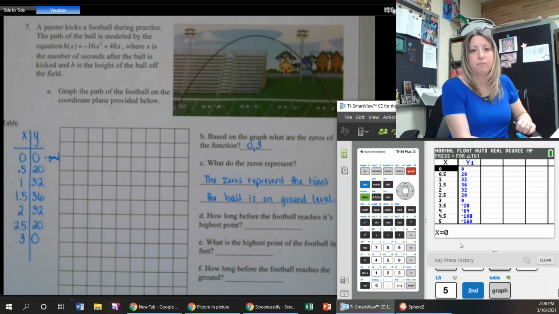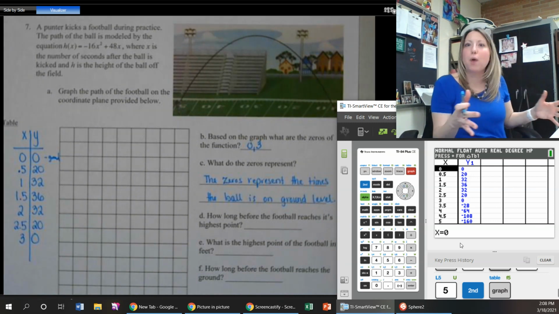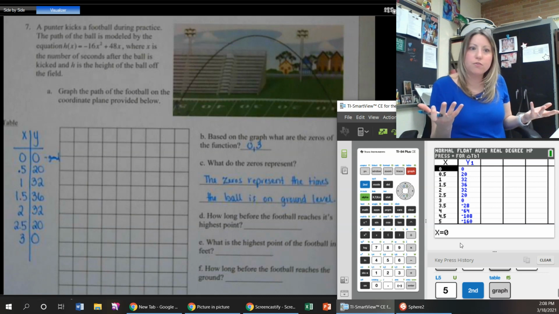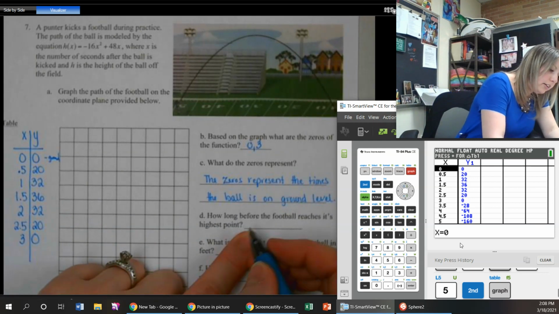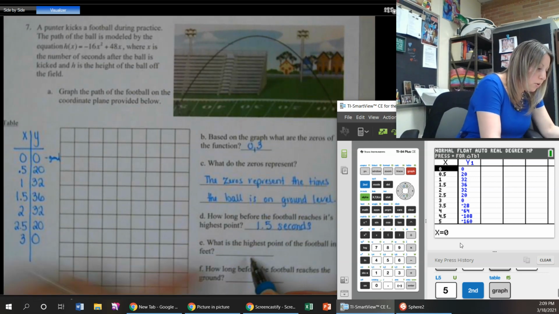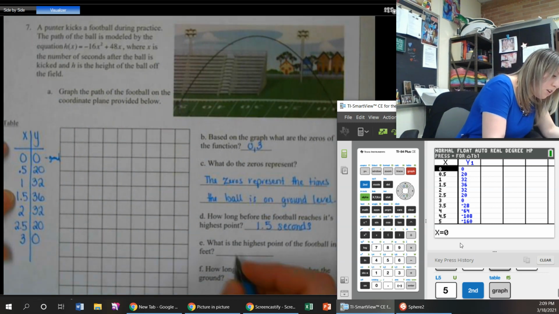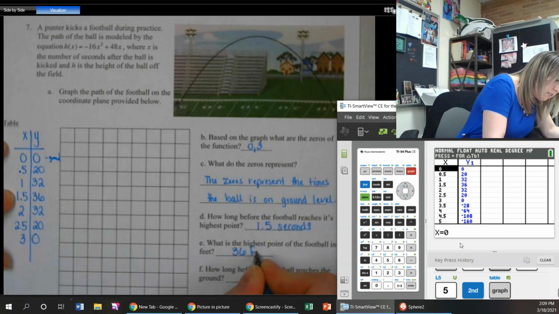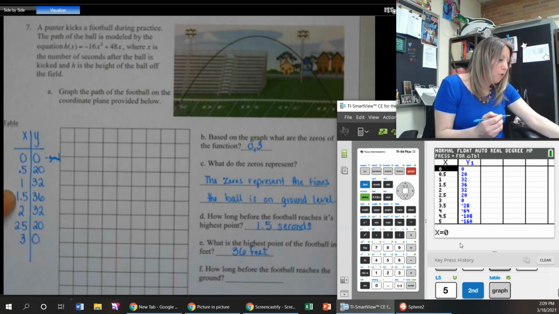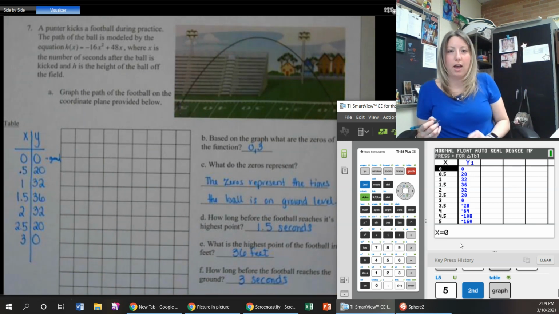Full sentence, please. How long before the ball reaches its highest point? Gosh, good thing we went by 0.5s, right? Otherwise, we wouldn't have known the answer to this question. And it's 1.5 seconds. What's the maximum height? We wouldn't have known this if we hadn't gone by 0.5. See how it was a really good thing we knew how to do that? 36 feet in the air. And how long before the ball reaches the ground? We had 3 total seconds from kick to ground again.